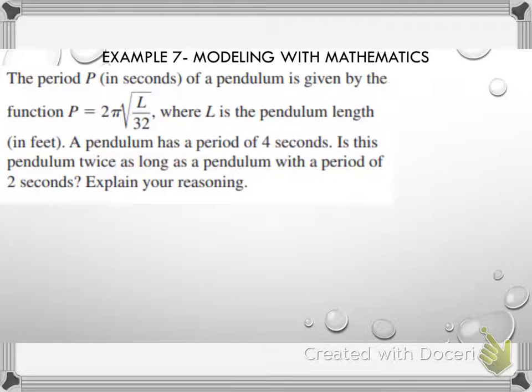Example 7. Word problem. The period p in seconds of a pendulum is given by the function p equals 2 pi times the square root of L over 32, where L is the pendulum length in feet. A pendulum has a period of 4 seconds. Is this pendulum twice as long as a pendulum with a period of 2 seconds? Explain your reasoning. Any ideas how to go about this?